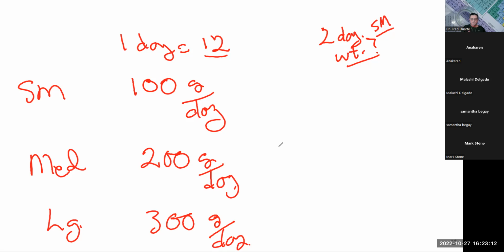Now let's go the other direction. What if I had half a dozen small eggs? We're just going to work with the small ones. Half a dozen small eggs. What would its weight be?